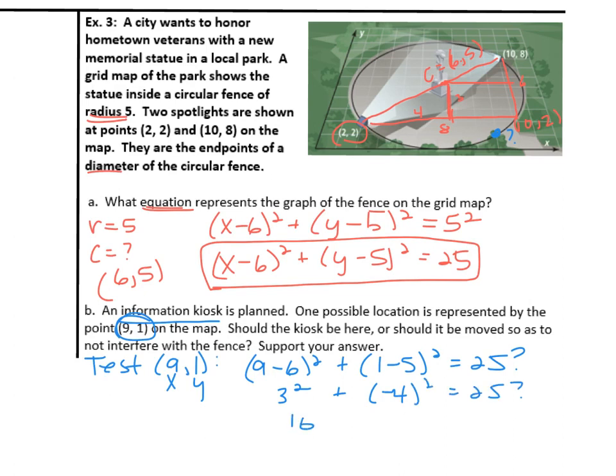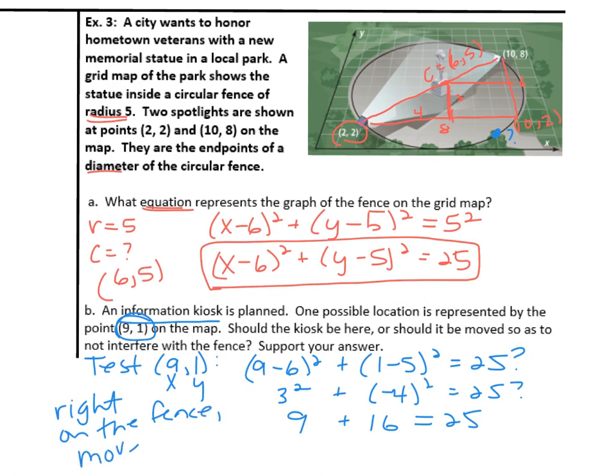3 squared is... be careful here. Negative 4 squared. Wow, never mind. You be careful. I need to be careful. Let's try that again. 3 squared is 9, and negative 4 squared is actually positive 16. And that equals 25. That means the kiosk is right on the fence. So they need to move it. All right, we will finish the rest of our notes in class.